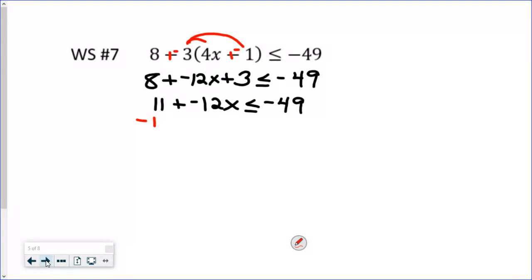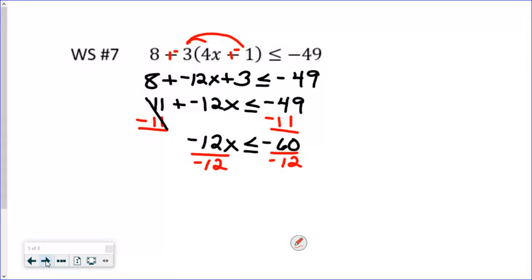Okay, now I'm going to minus 11. Okay, let's make that go away, and I have negative 12x is less than or equal to negative 60. And I'm going to divide by a negative 12, and I have to think to myself, do I need to flip the sign? Yes, because I'm dividing by a negative. So the sign now is facing the opposite way, still with the or equal to part. And when I divide that in my calculator, I just get 5. Okay, be careful.